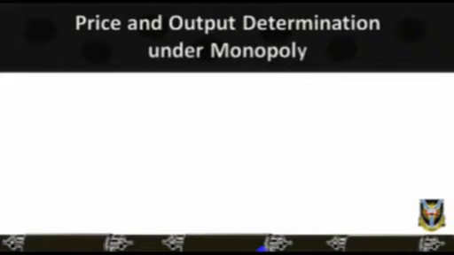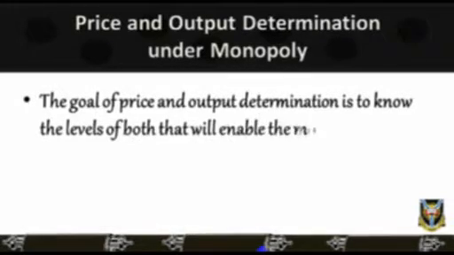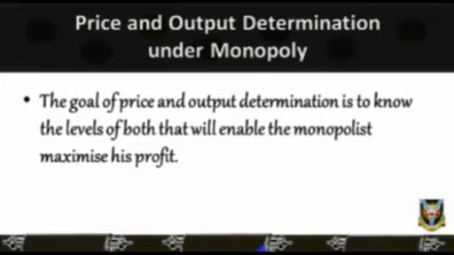Price and output determination under monopoly. The goal of price and output determination is to know the levels of both that will enable the monopolist maximize his profit. To maximize profit in the short run, the monopolist must stick to the rules which require him to produce at the point where MR equals MC.